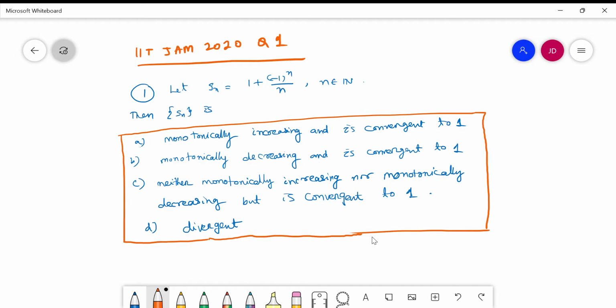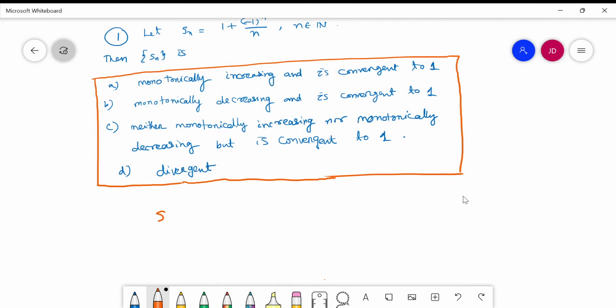We're given a sequence Sn which is 1 plus (-1)^n upon n, for n belonging to the natural numbers, and we're asked some questions about it. The first is whether it is monotonically increasing and convergent to 1. The second is whether it's monotonically decreasing and convergent to 1. The third is that it's neither monotonically increasing nor monotonically decreasing, and convergent to 1. The fourth one is that it's divergent. Okay, so let's first write down the first three terms of the sequence.